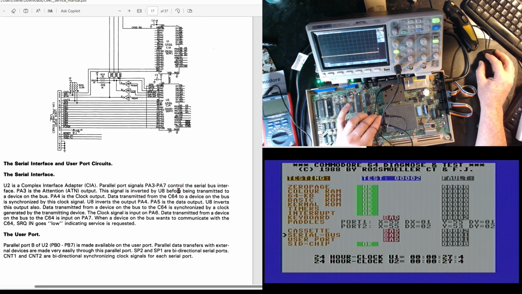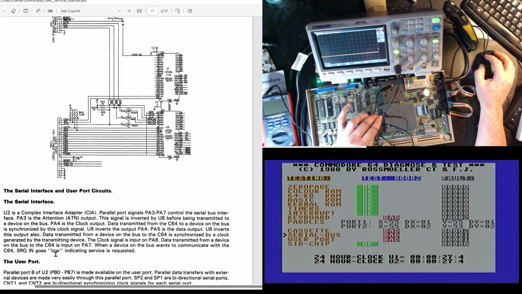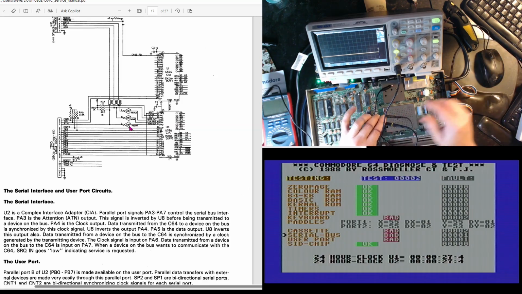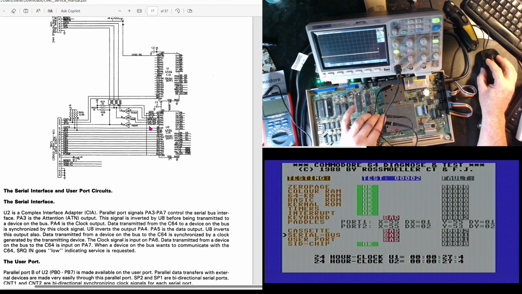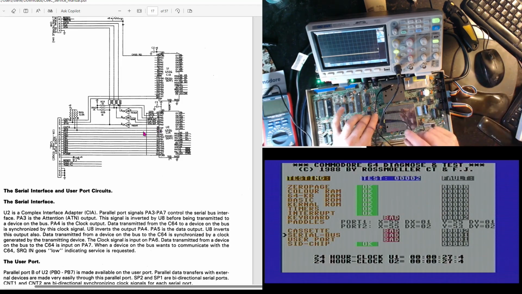parallel ports PA3 and 7 control the serial bus interface. PA3 is the attention output, and the signal is inverted by U8. So if PA3 is the attention of U2, that means where's attention? There's attention there. So again, that comes off of CIA2, which is pin 5, which starts off low, which comes on the other side of the inverter.